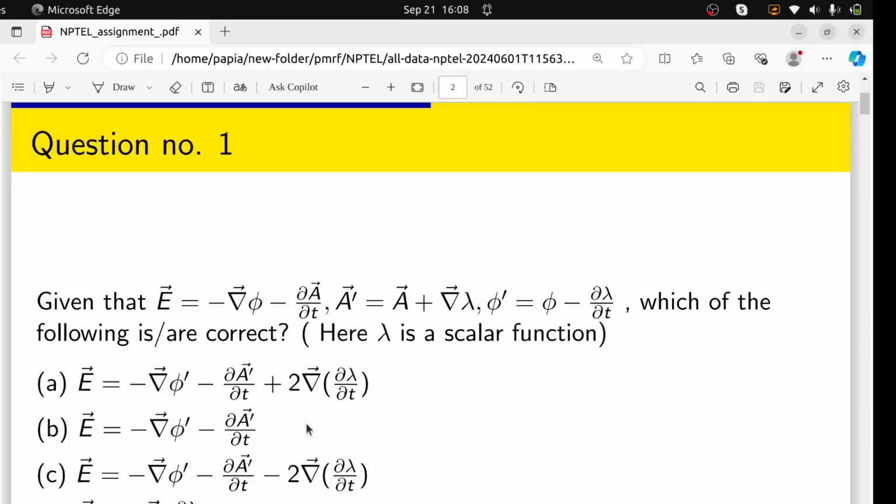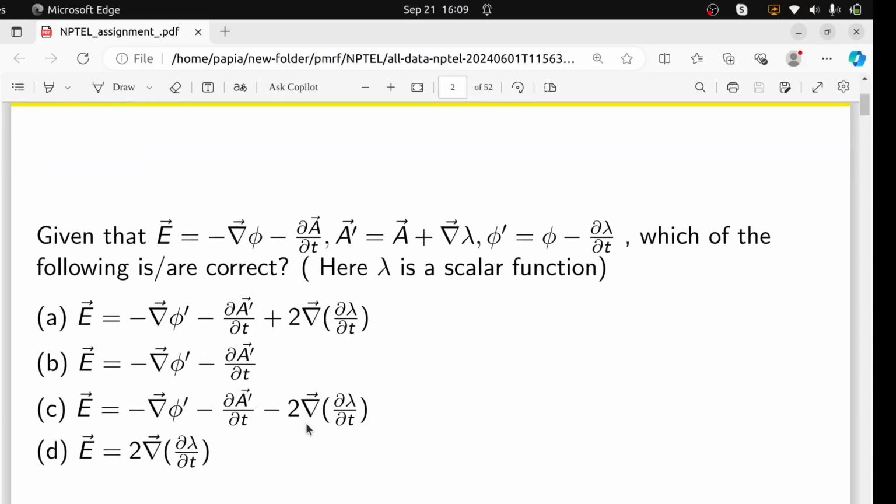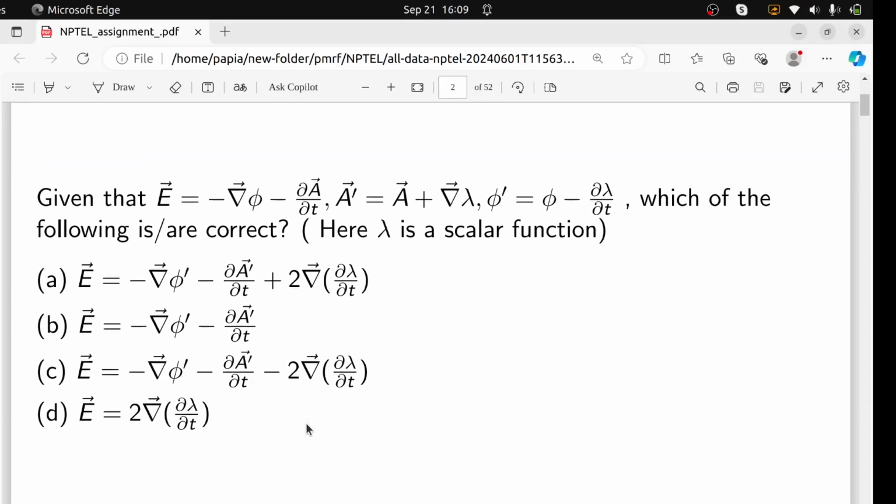So the first question is, given that E vector equals minus grad phi minus del A del t, A prime equals A plus grad lambda and phi prime equals phi minus del lambda del t. They are asking which of the following is or are correct, and here lambda is a scalar function. Okay. So this is the question, and let's start working on it.